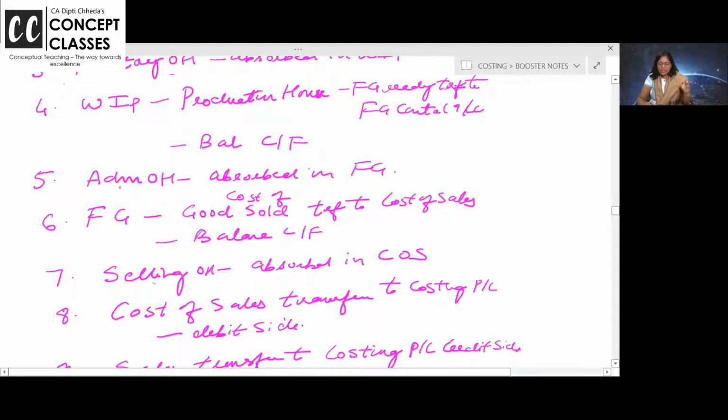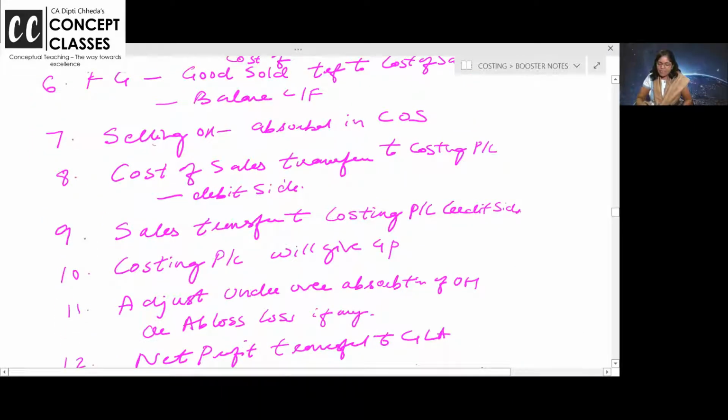After work in progress, add administrative overhead. Then opening stock of finished goods. The way you prepare a cost sheet from top to bottom, that's the same T format account, left and right. These are not just notes to memorize. You understand and do.